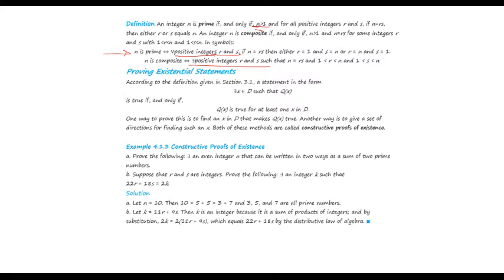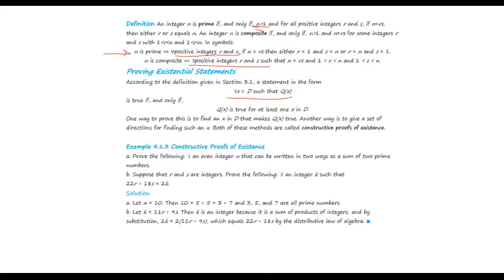Now let's focus on how to prove a statement. In this case, we are going to see how to prove an existential statement. So if you remember from section 3.1, a statement in this form, there exists some x belongs to D such that q of x, is true if and only if q of x, which is the predicate of the statement, is true for at least one x in set D.